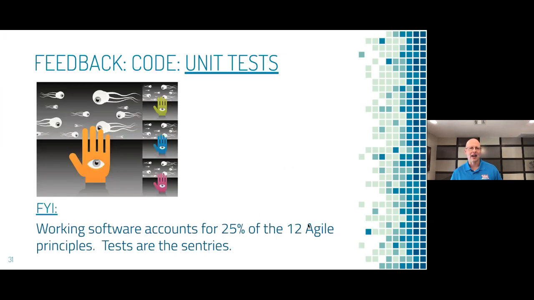So going back to our Agile principles, as I said, 25% of the 12 Agile principles are talking about working software. If you're talking about working software and you have tests, then the tests are your sentries that are there proving that your software continues to work. So just by having tests that cover the code and prove it's working, you are 25% of the way to hitting all the Agile principles.